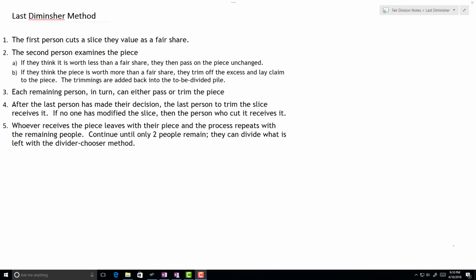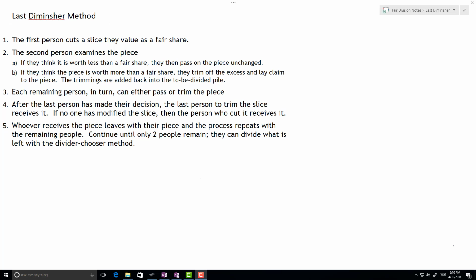They can trim off just a tiny, infinitesimally small piece to make the claim, but to claim the piece, you have to trim it. After the second player passes or trims, the third player gets an opportunity to look at it, pass or trim. The last person to trim it, after everybody's had a decision to pass or trim, gets the piece. We keep doing this process until only two people remain, and then we just use the divider-chooser method to make it fair.